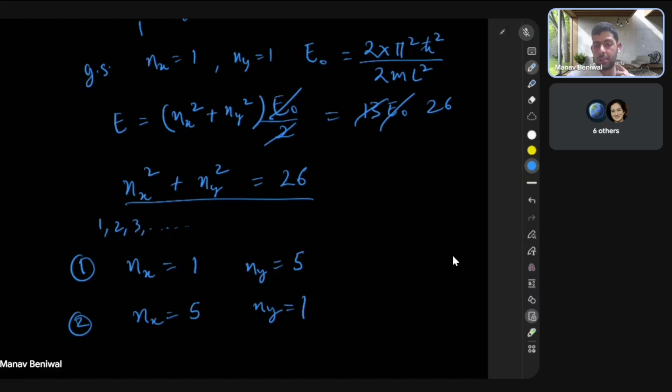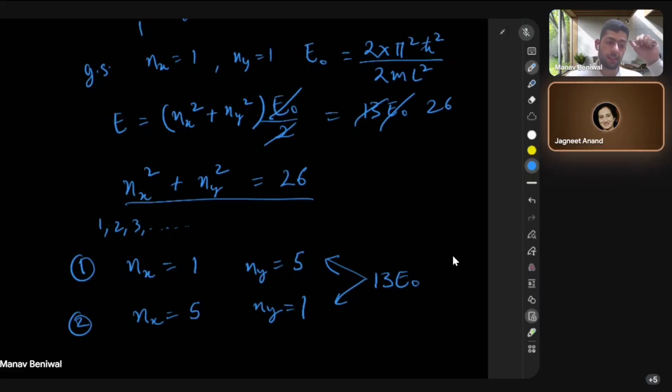So we now have 2 possible states. Our wave function can be in 2 possible states. Therefore this energy state, which is equivalent to 13 E naught, has 2-fold degeneracy. Got it?